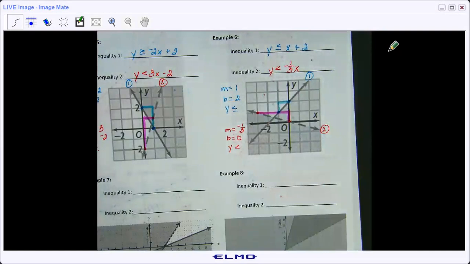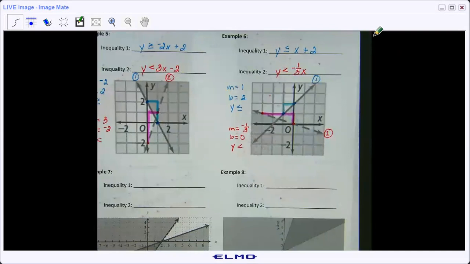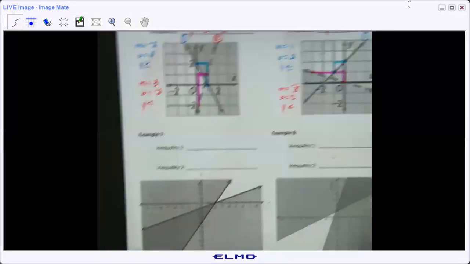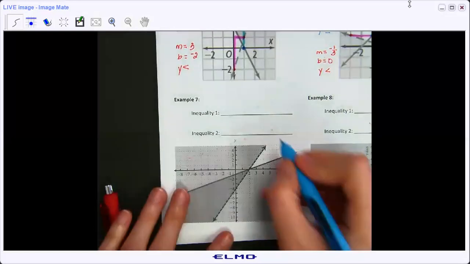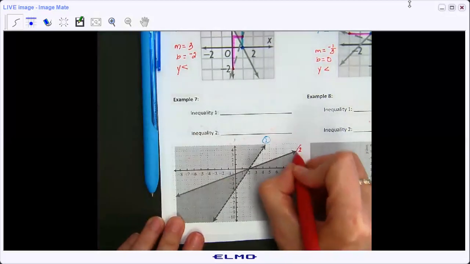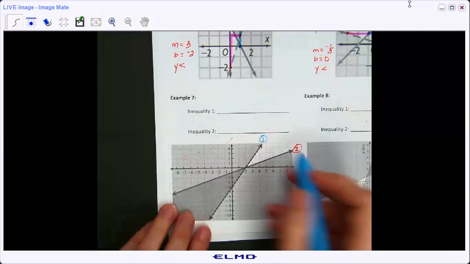The next 2 that we're going to do are a little bit simpler. I think they are, I don't know. Okay, any questions before we go on to number 7? Okay, so I will do 7 with you. This one is going to be our first inequality. This one is going to be our second inequality.